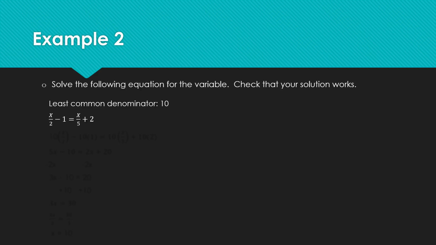So the first problem that we have here is x divided by 2 minus 1 is equal to x divided by 5 plus 2. So I have a lot of fractioning things going on here. One option that you do have is to get everything to have a denominator of 10. So that's the least common denominator. You could make this have a denominator of 10. You could make this 10 over 10. You could make this be 20 over 10.